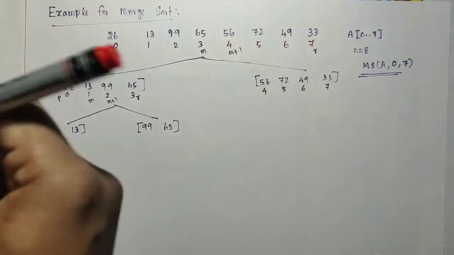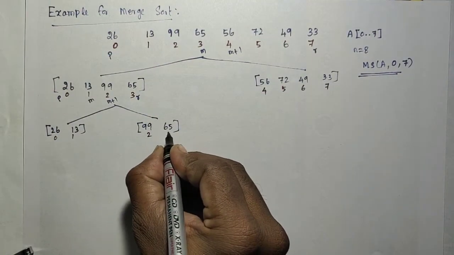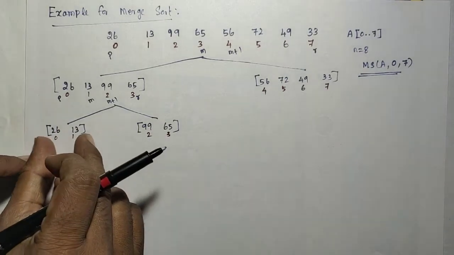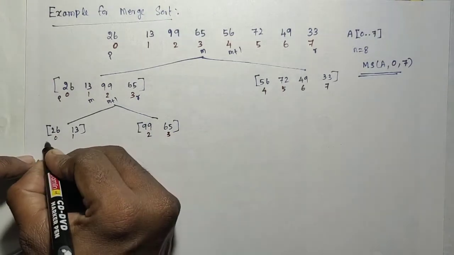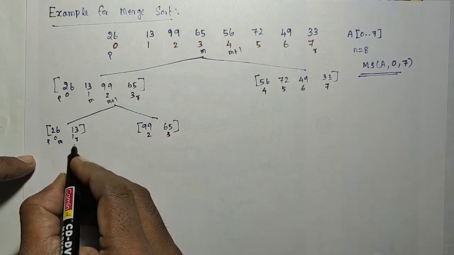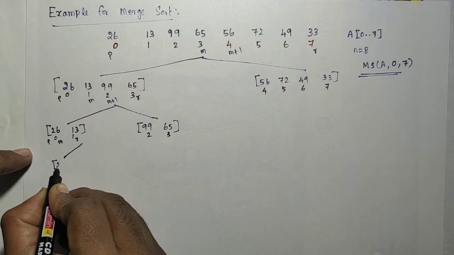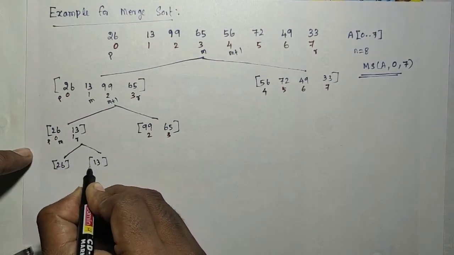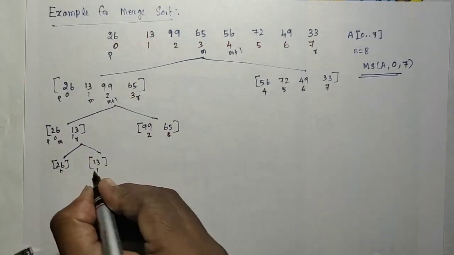Here the indexes are 0, 1, 2 and then 3. Now that we have split, I need to sort the first and second parts, then merge them. If I want to sort this, this is P, this is R and this is M, and I have to split further into two. It will be split as 26 alone and 13 alone, with indexes 0 and 1.